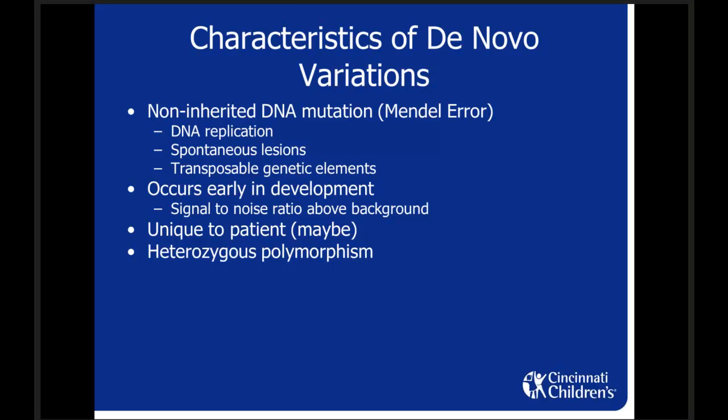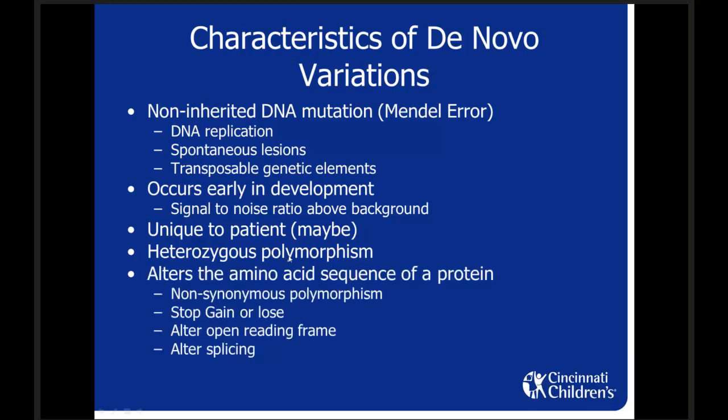We expect that this polymorphism is going to be heterozygous in the child. The chances of having two de novo polymorphisms at the same site would be extremely rare, so we do expect the child to be heterozygous for the polymorphism. And as I said, we also expect that this polymorphism will have the potential to somehow alter the amino acid sequence of a protein. It could be a non-synonymous polymorphism, the gain or loss of a stop codon, a change in the open reading frame, or altered splicing of a protein.